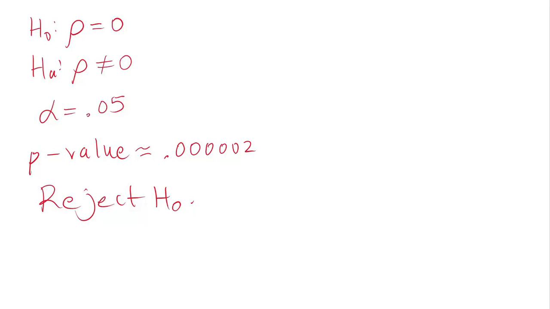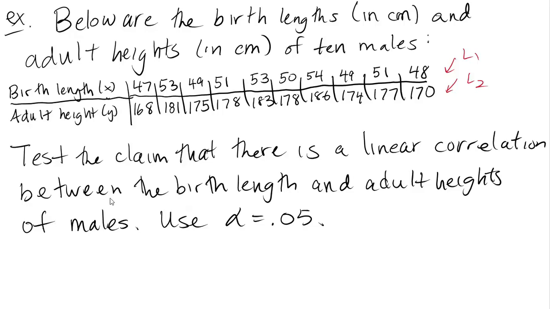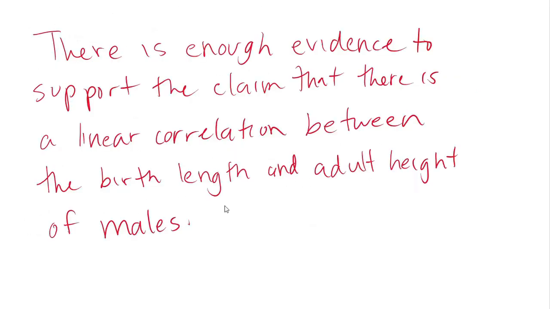Well, the claim that rho is not equal to 0 is equivalent to the claim of a linear correlation between the two variables. So we are going to support the claim that there is a linear correlation between the two variables. And what were the two variables? The birth length and the adult height. Of what population? Of males. So we're pretty sure that there's a linear relationship between these two variables.